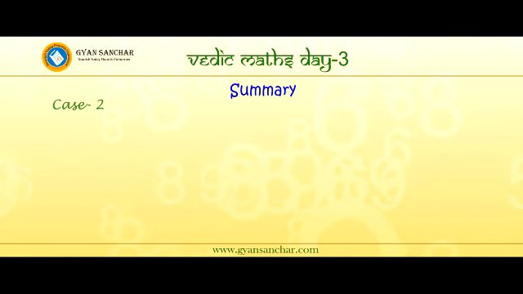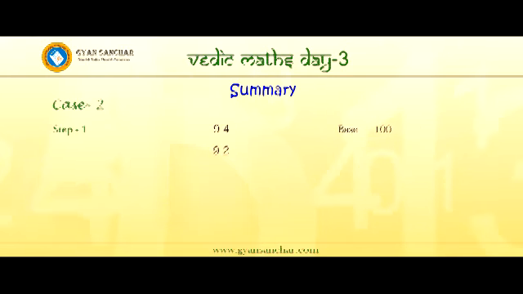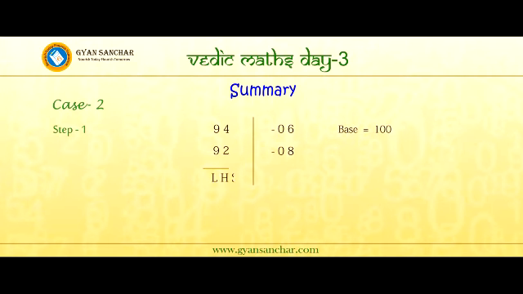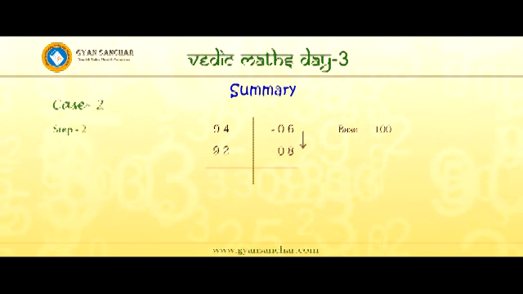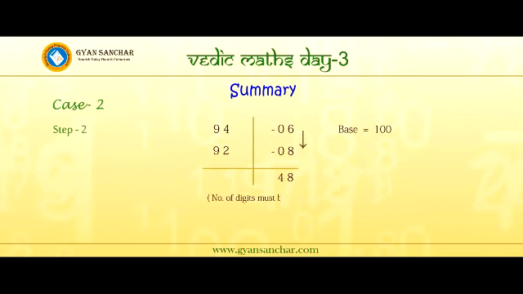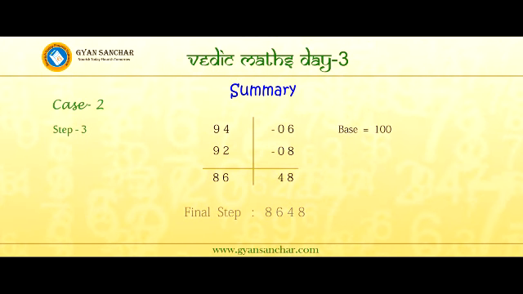For the second case, take 94 into 92 as an example. Subtracting the base, that is 100, from the numbers, we get -06 and -08 respectively. Now multiplying -06 and -08 together, we get 48 as RHS. We get the LHS as 86 by adding 94 and -08, or 92 and -06. The net result is 8648.